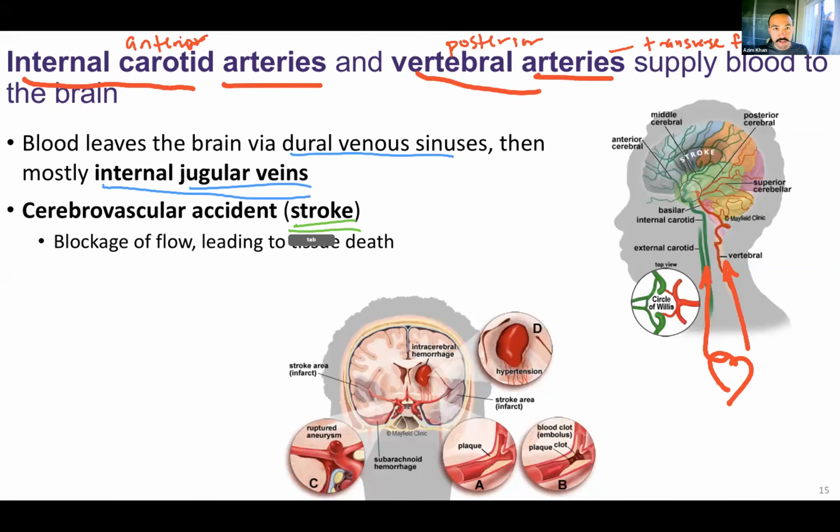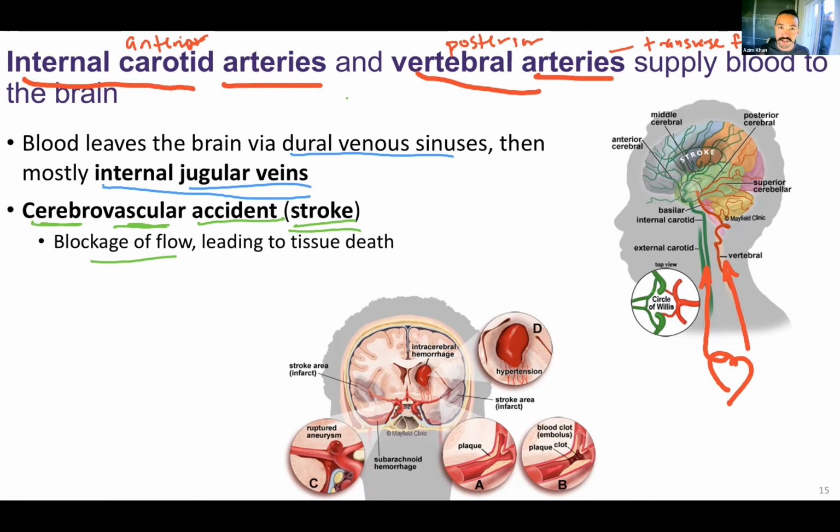The long technical name of stroke is a cerebrovascular accident. Cerebro referring to the brain, vascular referring to blood vessels, accident because it's not something that you want to happen. If you have a blockage of blood flow for one of these arteries, that will lead to cell death, and potentially overall death.